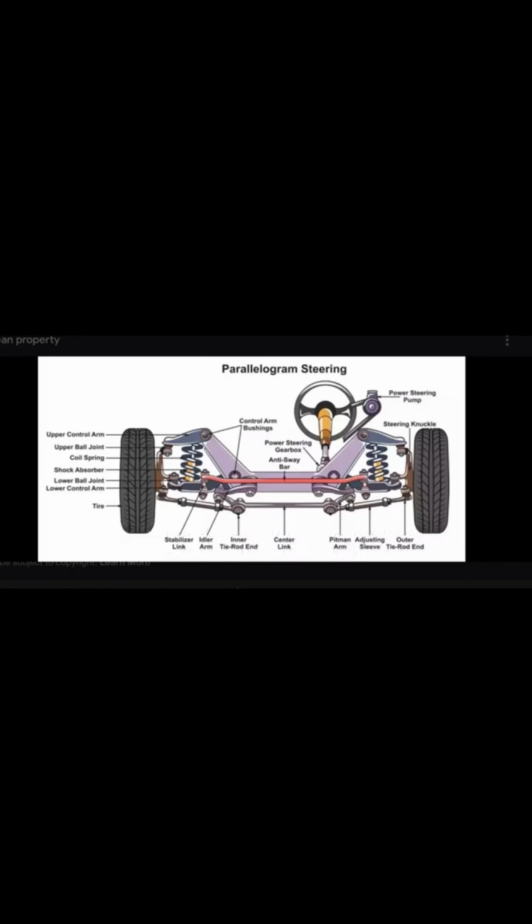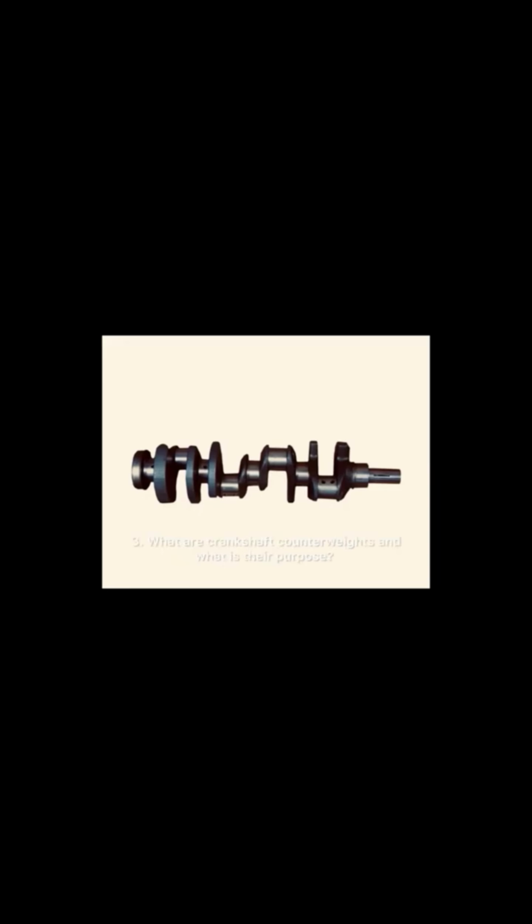3. What are crankshaft counterweights and what is their purpose? Extra mass on the crank. Balance out, equalize inertia from piston and rods. 4. How are the connecting rod journals and bearings lubricated? Oil passages on crank. Squirt pressure. Hydrodynamic wedging.